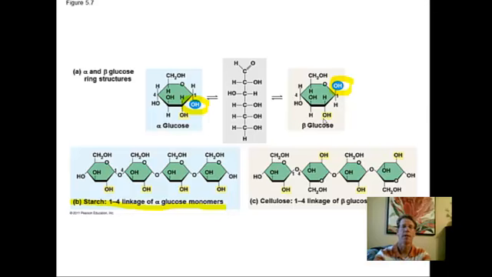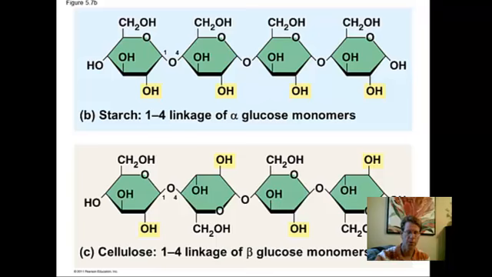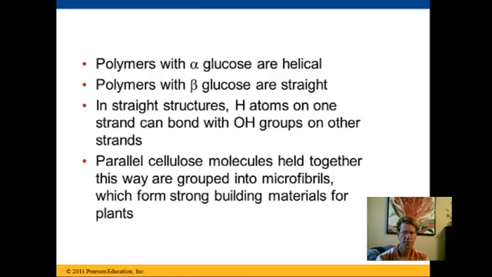On the other hand, if we use a bunch of beta forms and link them together, we produce something that we cannot digest. It just passes right through us, useless. And so again, understanding isomers is a very important part of the deal here in biochemistry, which is really what we're talking about here. And these slides are just showing you an up-close and personal view of our polymers, both the alpha form and the beta form. These cellulose molecules are often held together and grouped into, like we were talking about, microfibrils, which give us this very strong building material for plants.